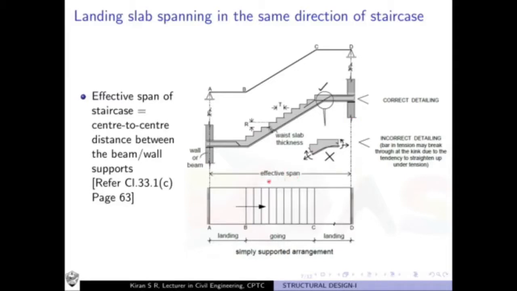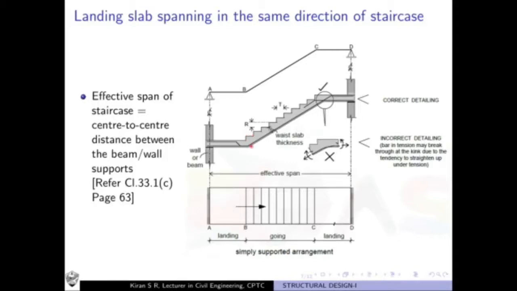So once you determine the effective span, then you just have to design it like a one-way slab. Okay, effective span you can find if you know the length of the going and length of landing, which we have already discussed in the previous slide about determination of geometric parameters. So once these parameters are determined, you can easily find the effective span. And just give a thought here that we design it as a one-way slab.